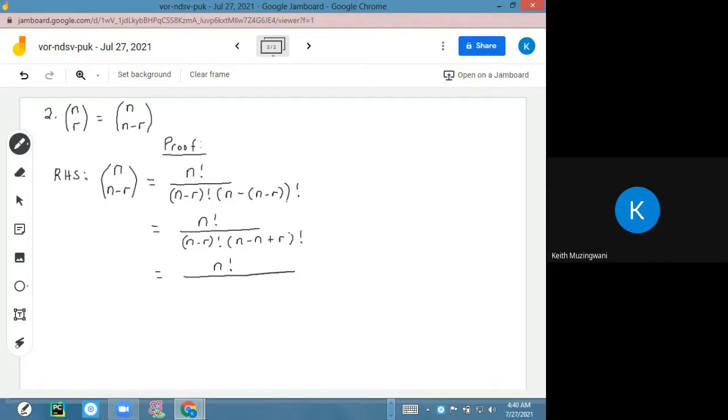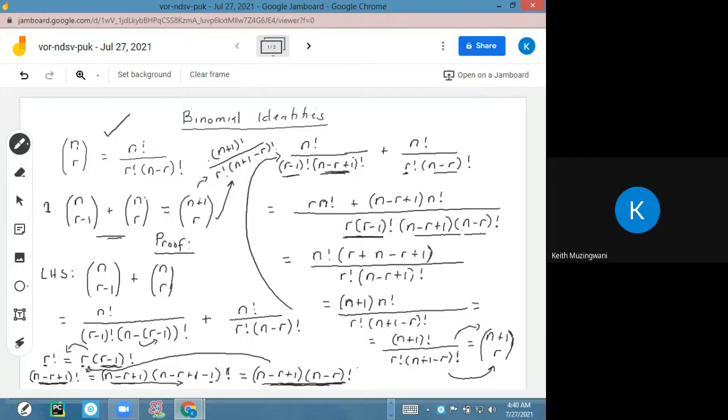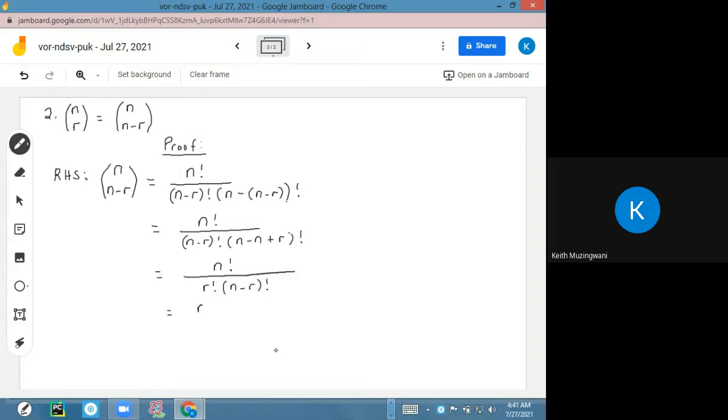Now what is N minus N? N minus N is 0. So in the whole brackets there I've remained with R factorial. But the other one, N minus R factorial, is still there. But this is what we have here. This is what we first recorded, that is the definition of N choose R. So we have N choose R, which is our left-hand side.